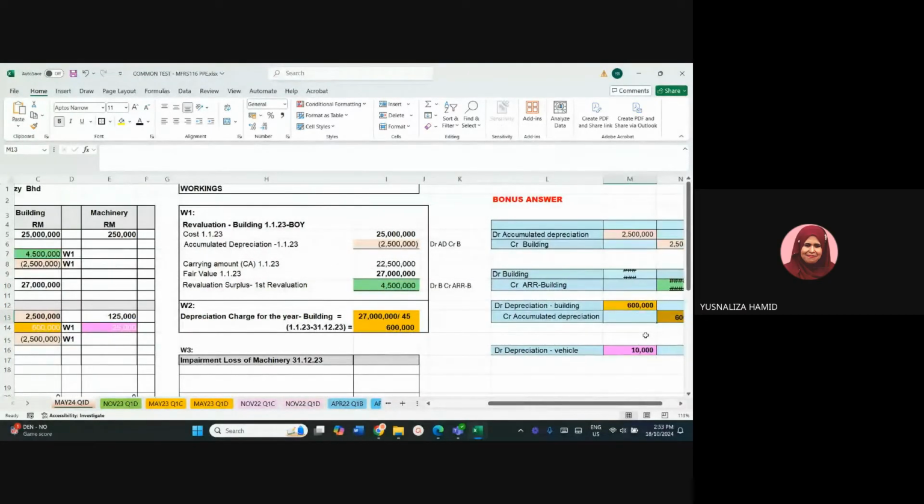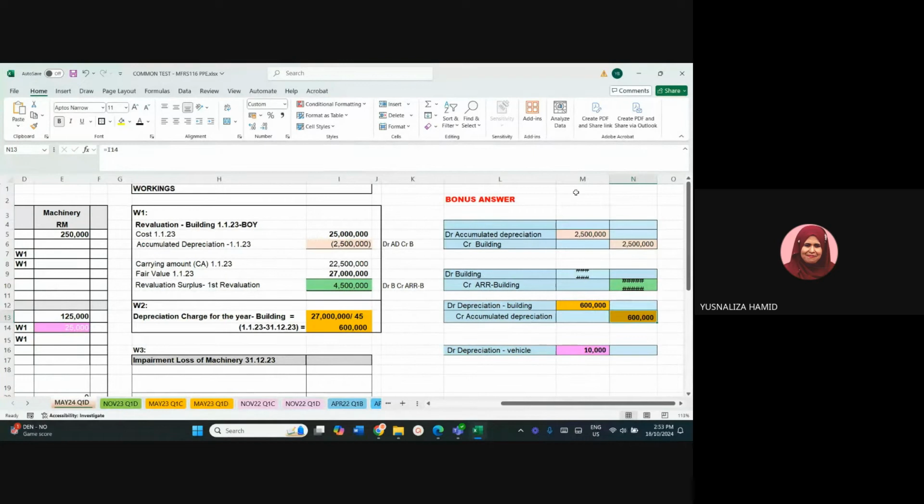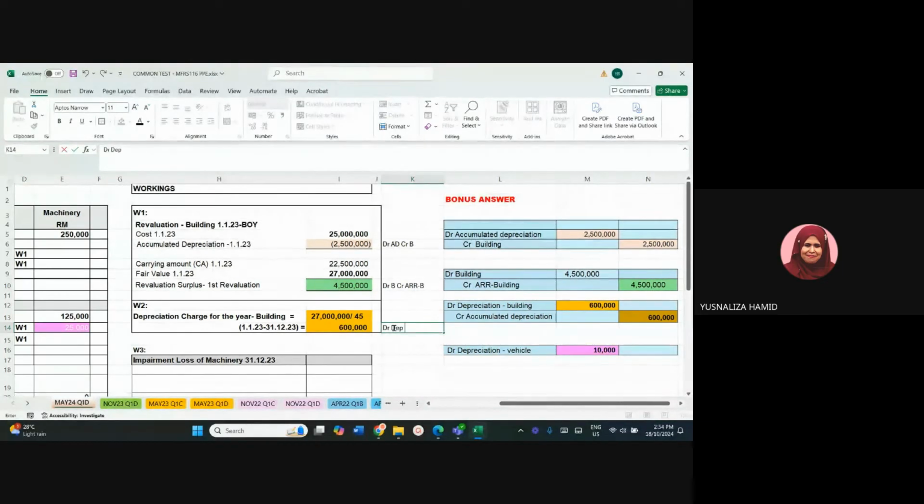Actually, the working is next to the question. I put it in the working, but you don't have to do the proper working like this because you just need to do that as a simple working so that you only understand. So you don't have to do it as complete as this. This one would do as well by doing like this: for your own understanding, debit depreciation, credit accumulated depreciation for building.